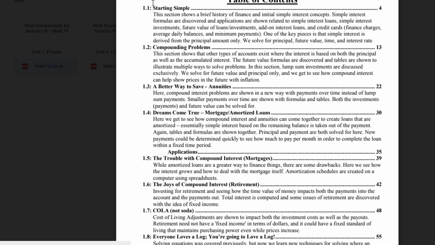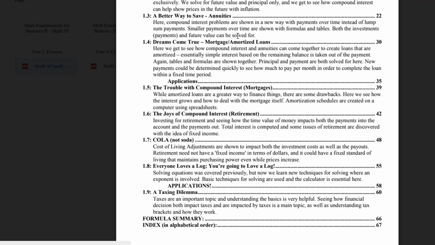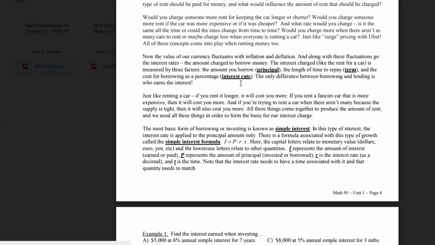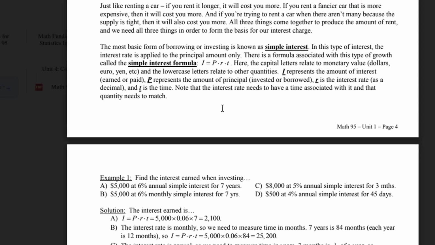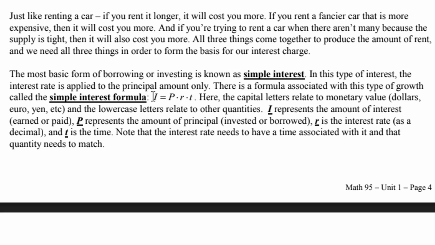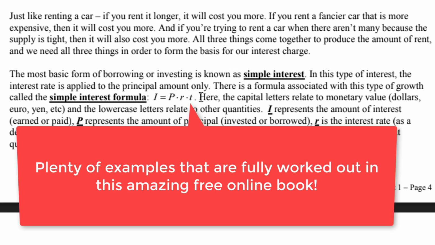So what I want to do is just give you a brief picture on the small pieces and then how the amortized loan piece comes together. So first I'm going to talk a little bit about simple interest. Simple interest formula, the biggest one is that interest is your principal, your rate times your time. The idea here is the amount of money that you're going to borrow or invest is a big part of how much interest you earn, but so is the rate and the amount of time that you keep the money or that you invest the money.